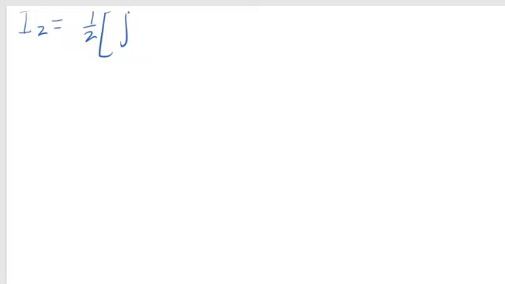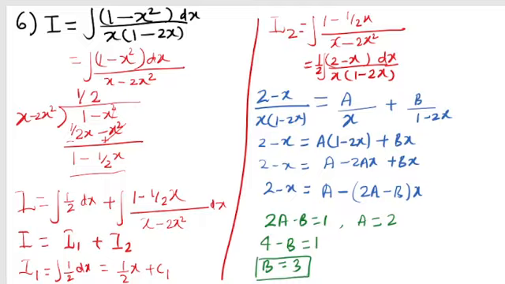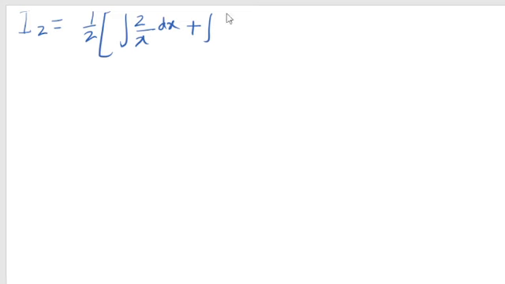2 upon x into dx plus integral of what is b. So the b value here we got 3. So 3 upon 1 minus 2x, dx. We have to just integrate both the things. So what will be the integration?